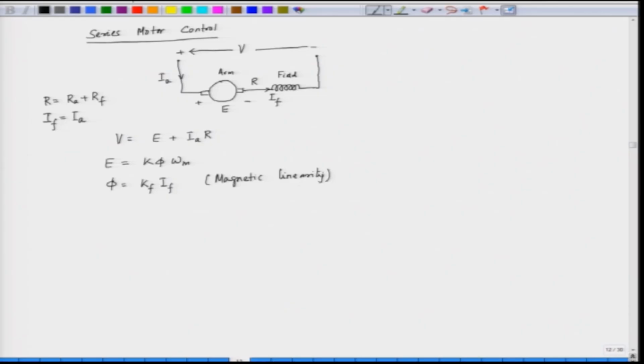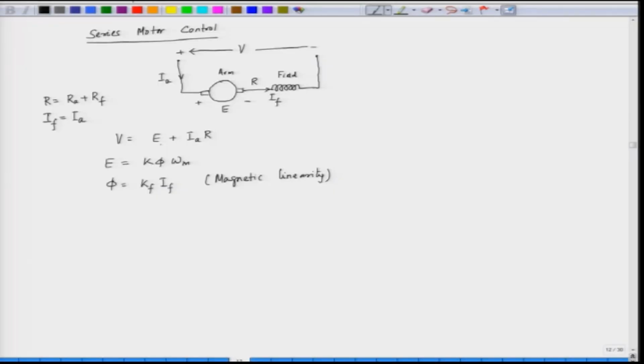It means, if you assume that the magnetic circuit is linear, when we change the field current, the field flux will change proportionately.